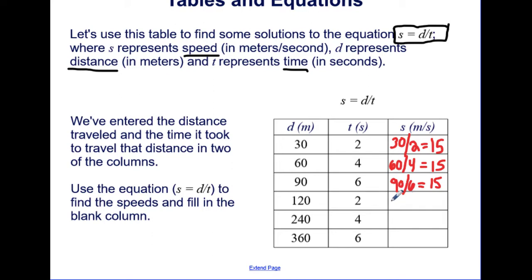Here, the fourth row, now we have 120 d over t, 120 over 2, which now simplifies to 60. The fifth column, we have d over t, 240 over 4, which simplifies to 60. And the last row, 360 over 6, d over t, which also simplifies to 60. So now we have our speed column filled in.